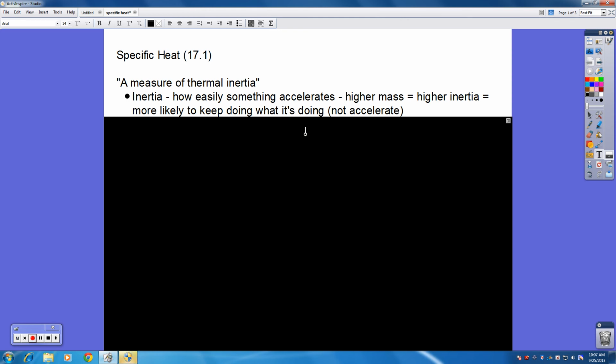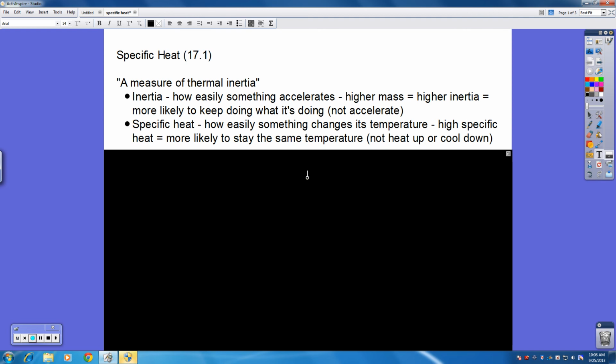Compare that to a cat. That has a much lower mass, so a lower inertia. It's easy to get a cat to start moving when it's stopped. Similarly, if the cat is running at you, it doesn't take that big a force to get it to stop. So that's inertia when we're talking about forces, and it's the force that changes the object's motion. When we're looking at thermal inertia, or specific heat, we're looking at how easily something changes its temperature, not its motion. And the thing that changes its temperature is energy added or energy removed.